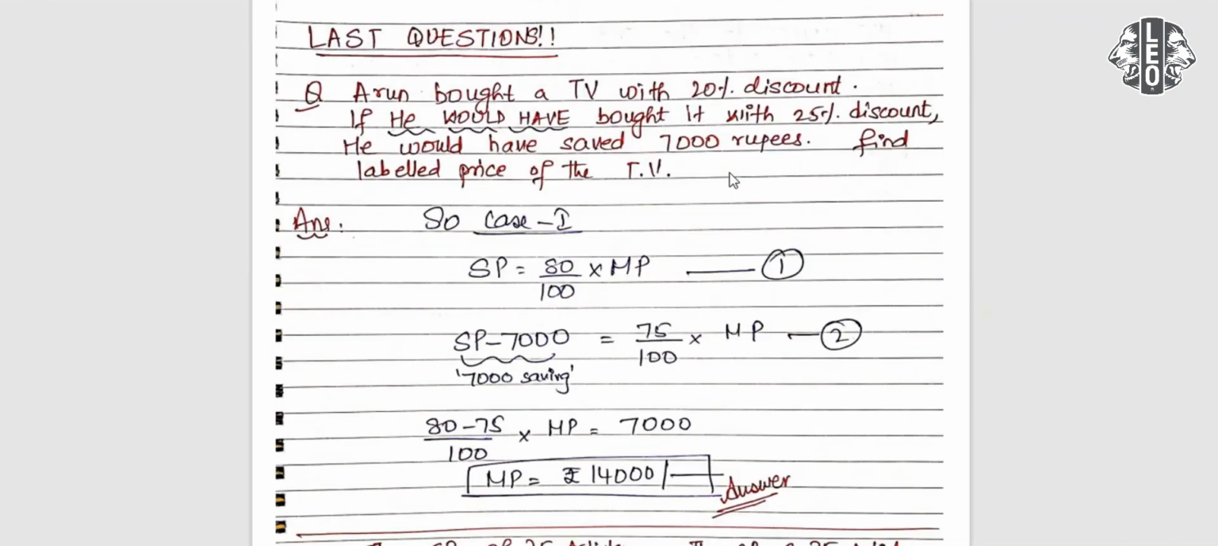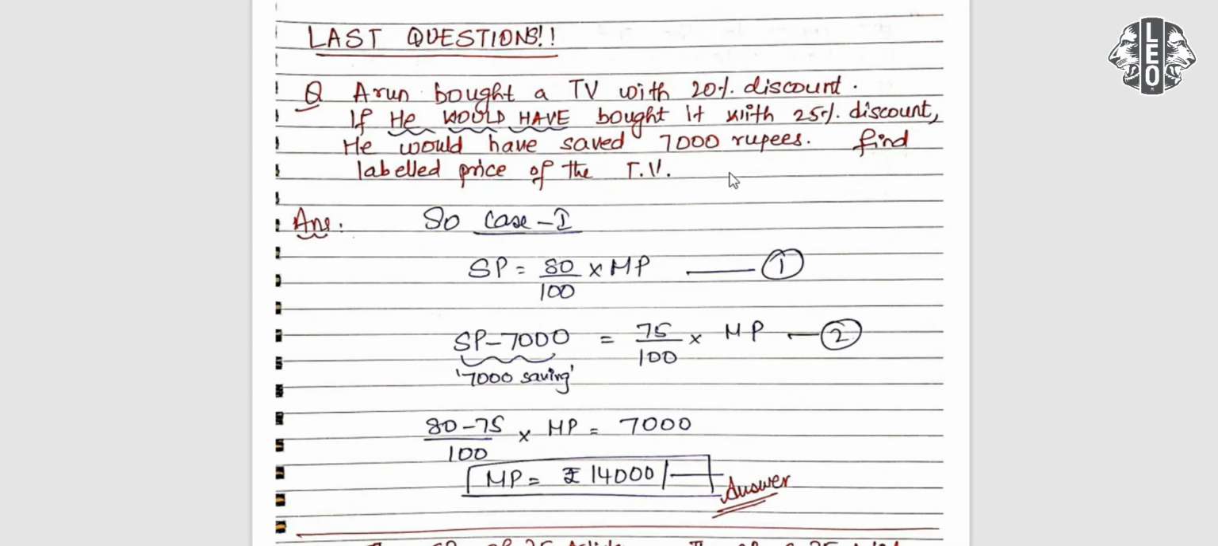Okay, this is also a similar model. There you have to relate case 1 and case 2. Assume a random person called Arun. He bought a TV with a 20% discount. This is an Aadi offer. If he would have waited a little bit, for a Deepavali discount or a Christmas discount, he would have got 25%. He would have saved 7,000 rupees.